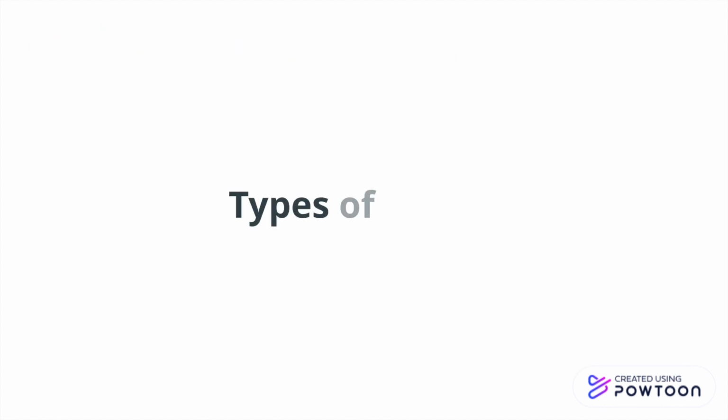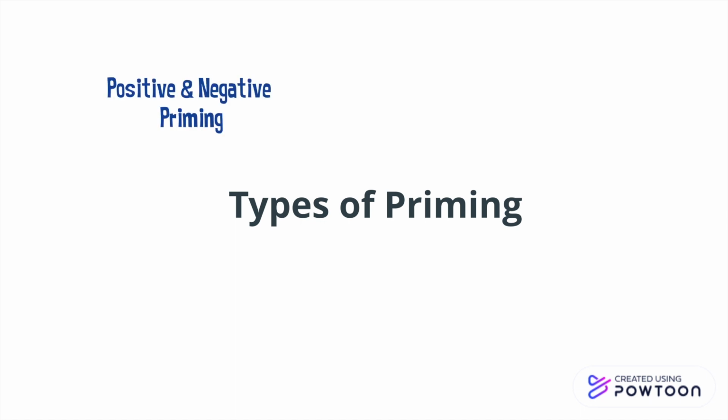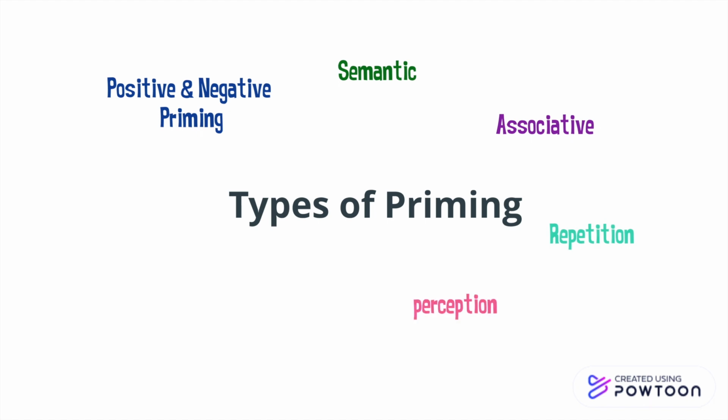There are a few types of ways on how priming can work. There's positive and negative priming, semantic, associative, repetition, perceptual, conceptual, and lastly, mass priming.